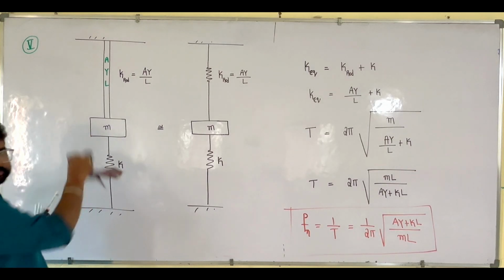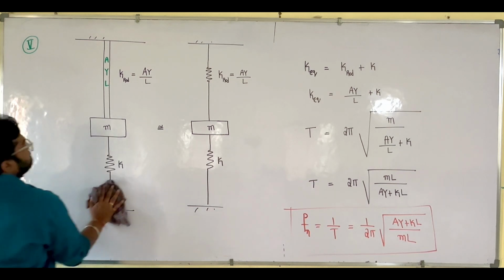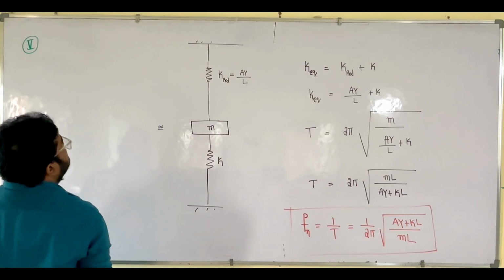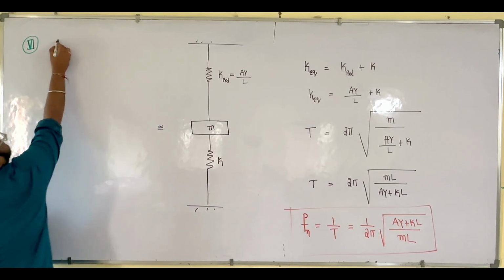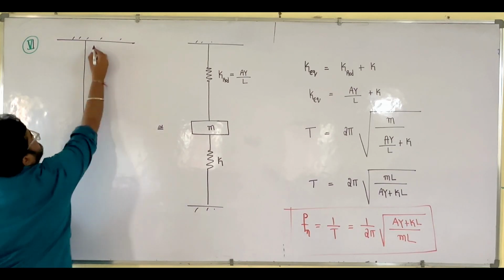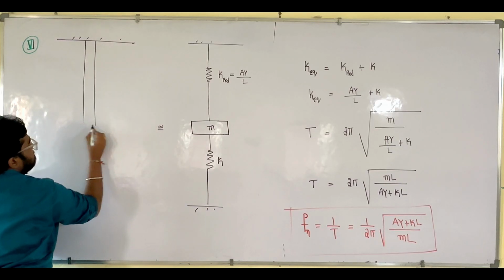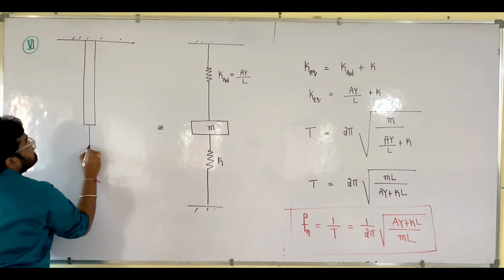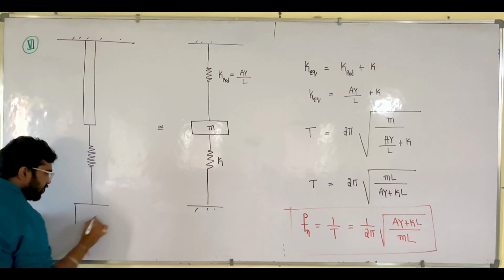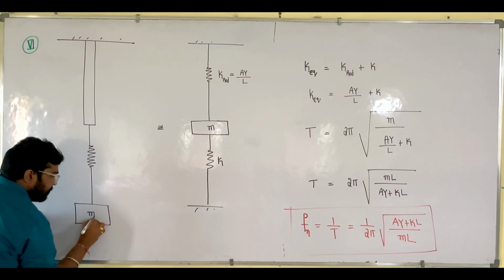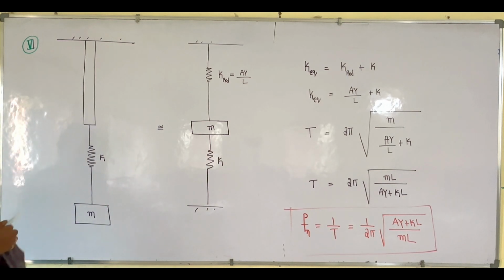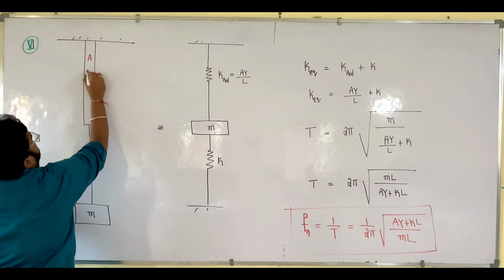Now we need to talk about this figure. If the question is like this, it has already been given in a competitive exam. See this. This is the rod, and the spring is connected here. Both are connected in series. This K is A Y by L.